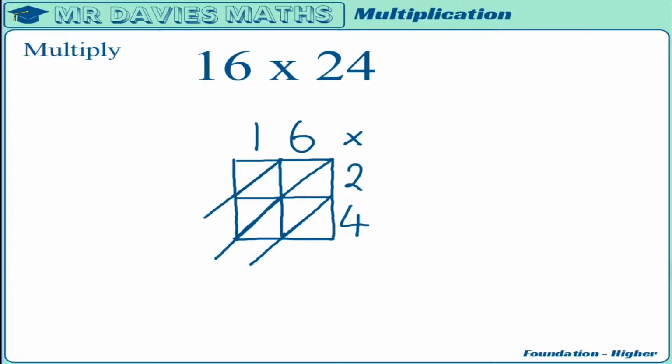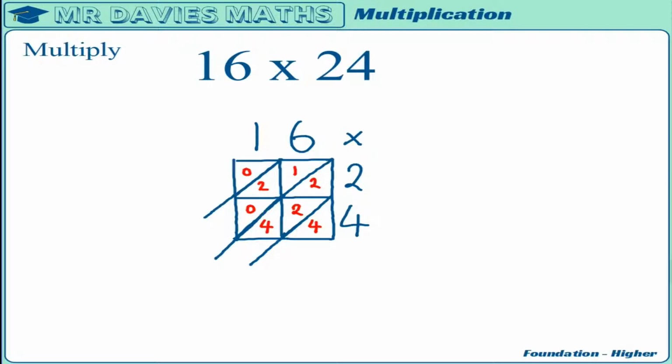Right, let's do some multiplying. 6 times by 2 is 12, tens and units. 6 times by 4 is 24. 1 times by 2 is 2, and 1 times by 4 is 4.